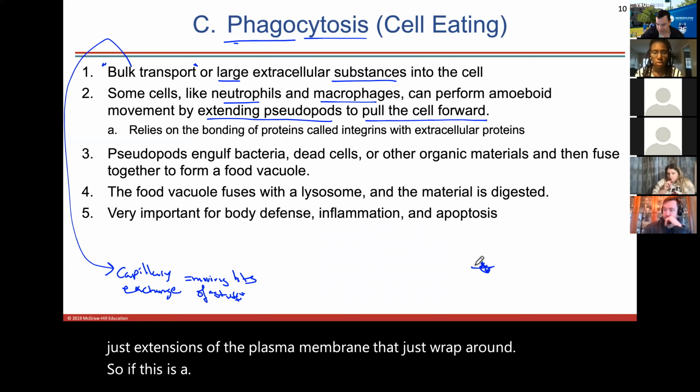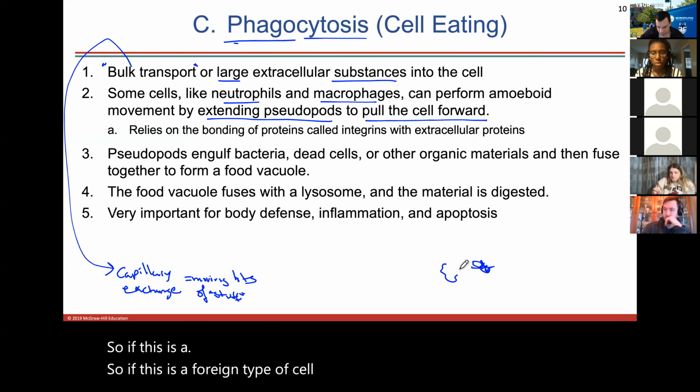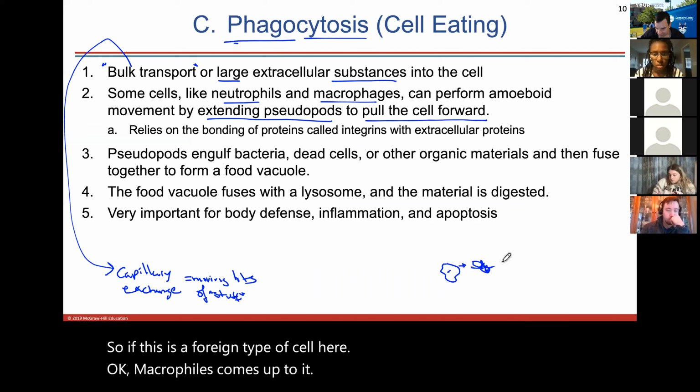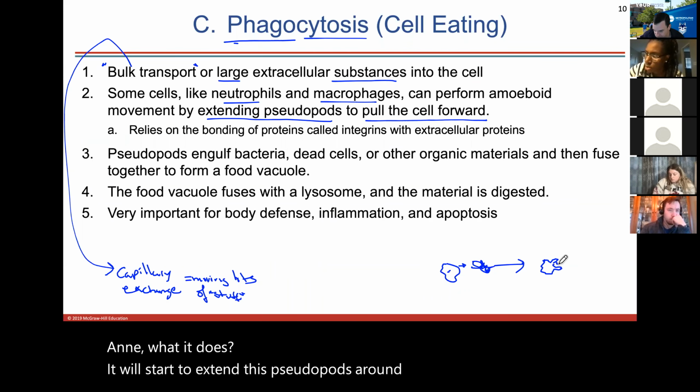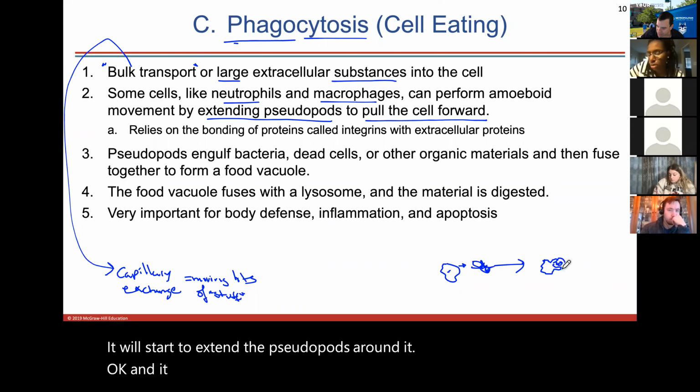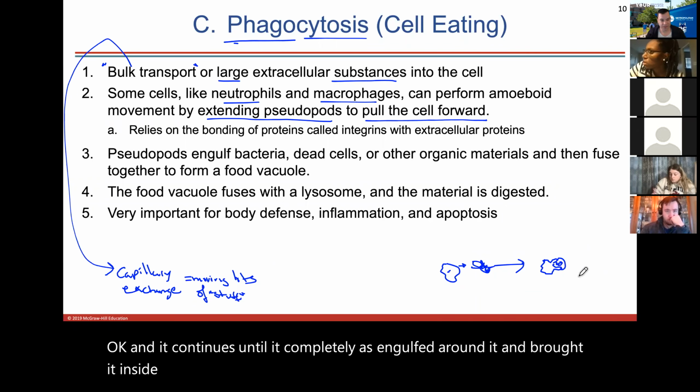a foreign type of cell here, okay, macrophage comes up to it, and what it does, it'll start to extend those pseudopods around it. Okay. And it continues until it completely has engulfed around it and brought it inside, mixes it with some digestive enzymes, and bada boom, bada bing, it's gone.